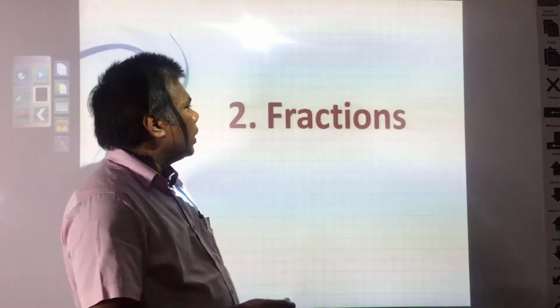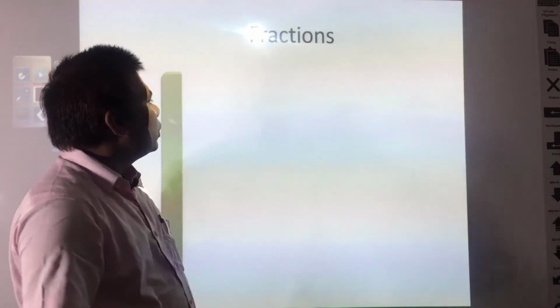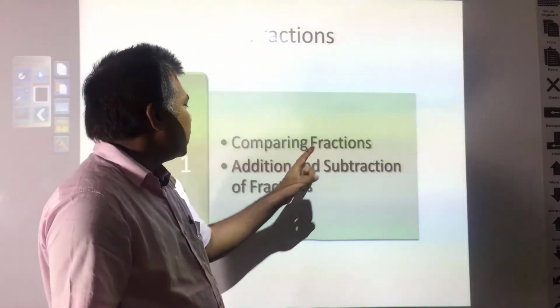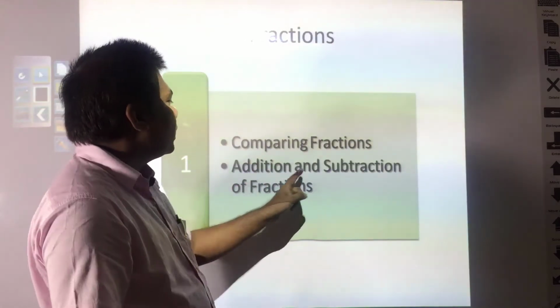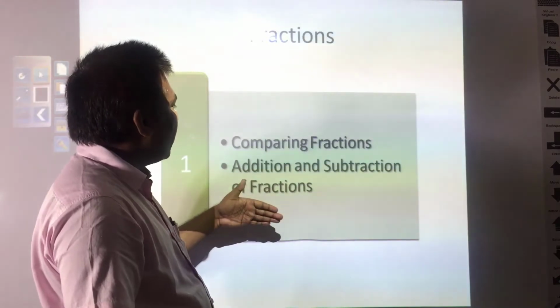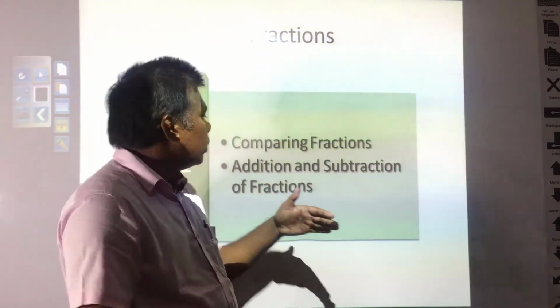So, this is a continuation of this chapter, fractions, and under this chapter today we are going to learn comparing fractions and addition and subtraction of fractions. So, let us see, and even after this we will see some questions also, how to solve. So, let us start.